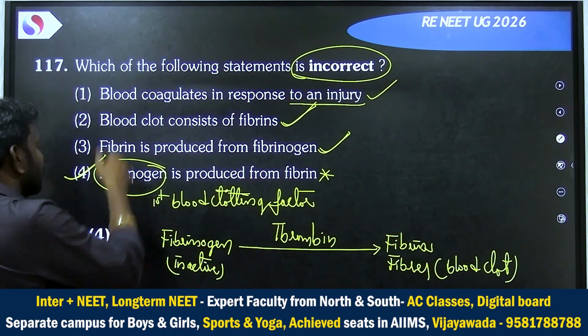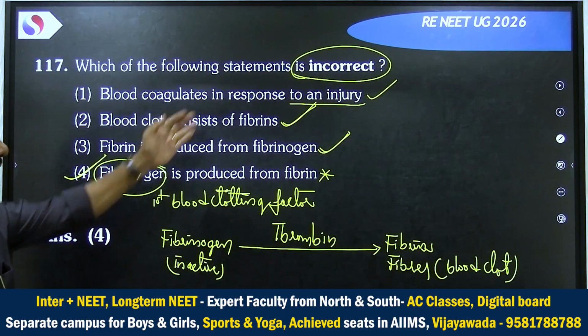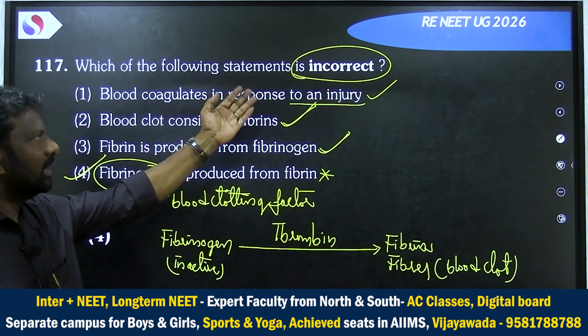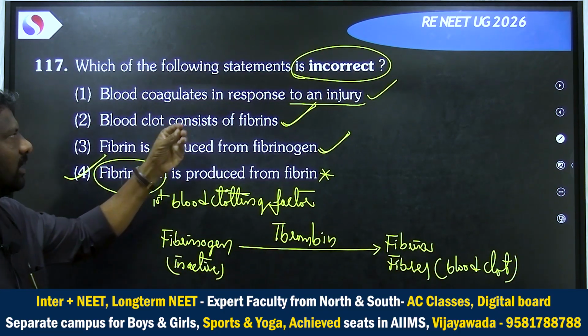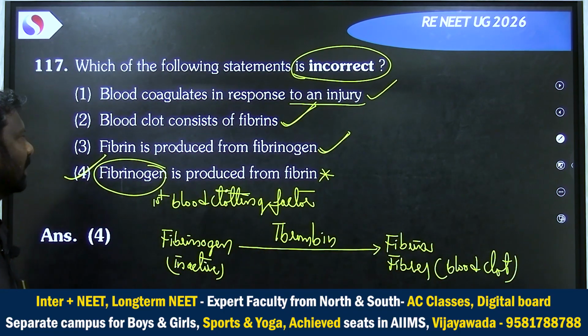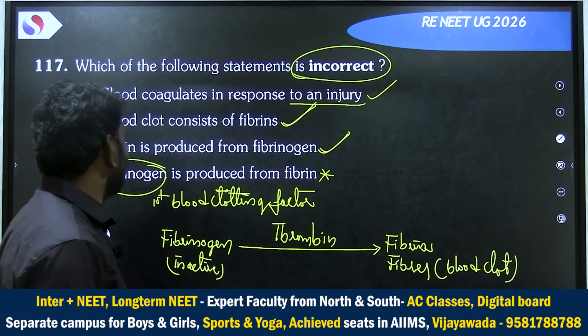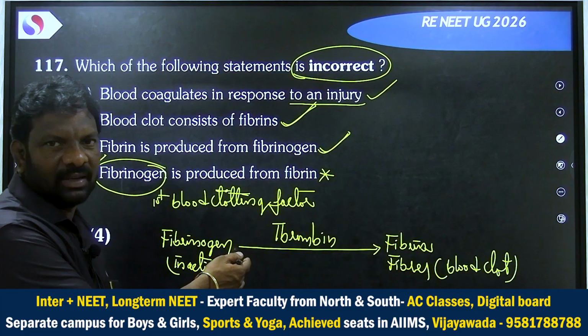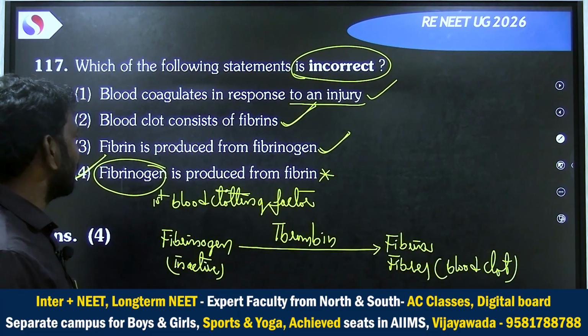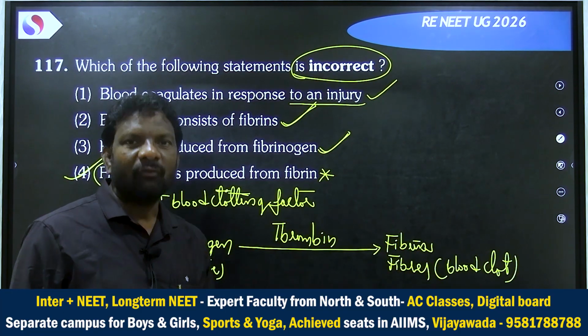That is the question related. That is the correct option. Why? Because in the question they are asking the incorrect one. So blood coagulation is a response to an injury. Blood clotting consists of fibrins. So fibrin is produced from the fibrinogen. Correct only based on the equation. Last one is fibrinogen is produced from the fibrins.